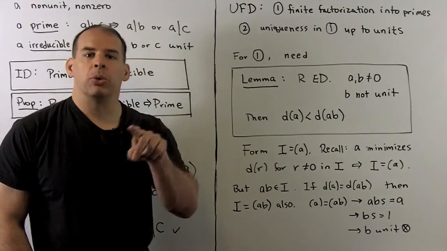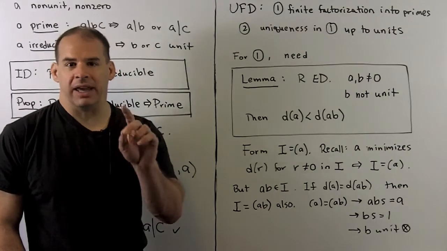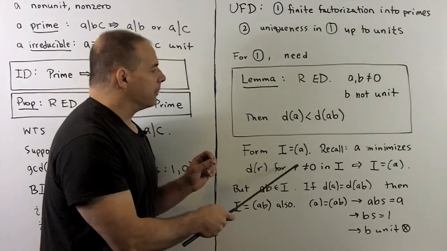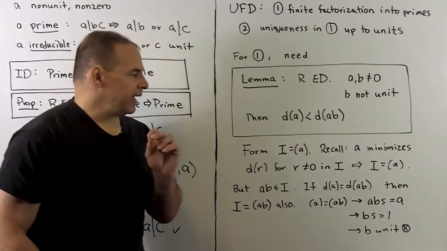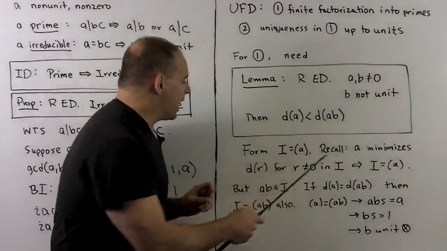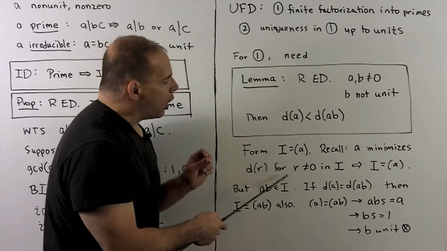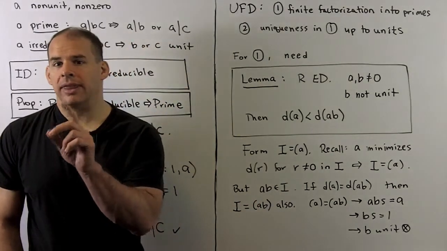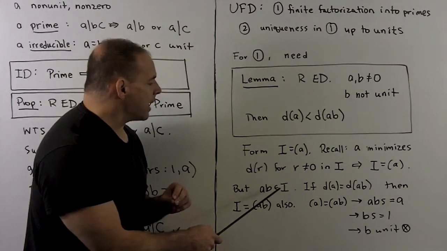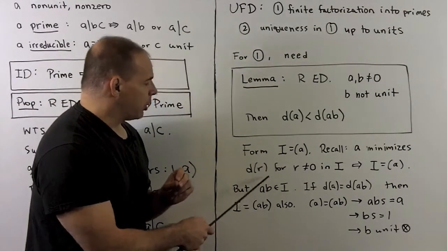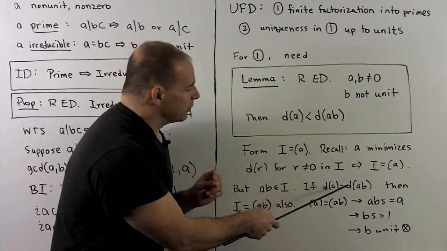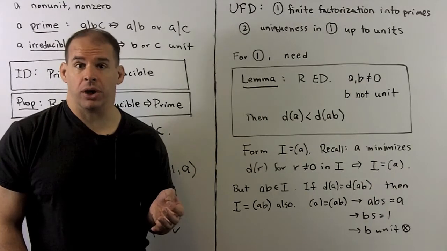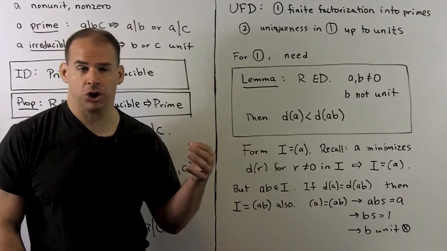Now, recall our proof that Euclidean domains are PIDs. What I want to do is form the ideal I generated by A. From our PID proof, A minimizes the D function among all non-zero elements of I. Since AB is also in I, AB is a multiple of A. If D of A were equal to D of AB, then AB would generate I also, because that still minimizes the D function.